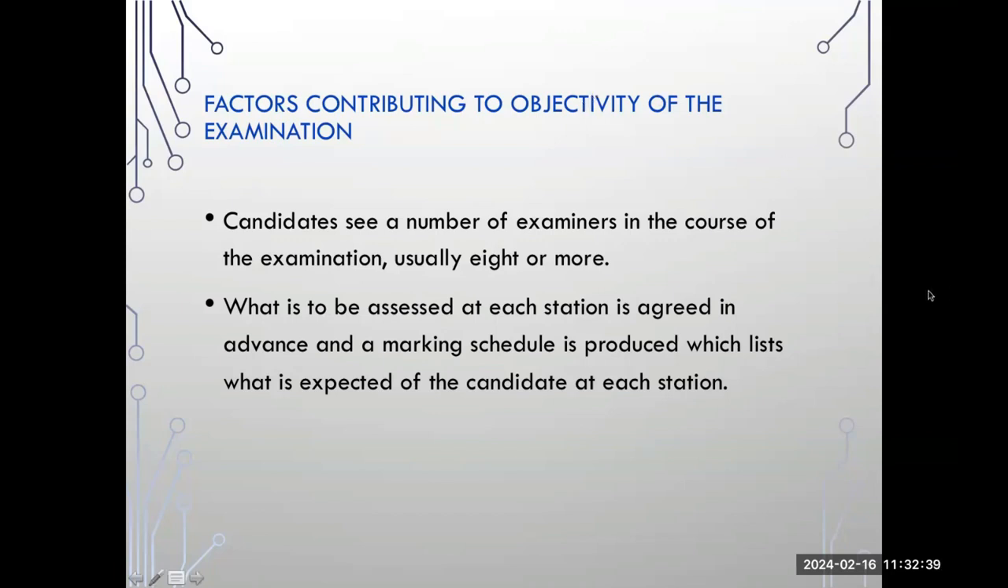Now, candidates see a number of examiners in the course of examination. Every station has at least one observer or examiner, so everybody is testing all the students. All the students are going through the same path. It's not that one person is taking viva of 20 students and another person is taking viva of 20 students, where one examiner is giving very good marks and another one is giving very few marks.